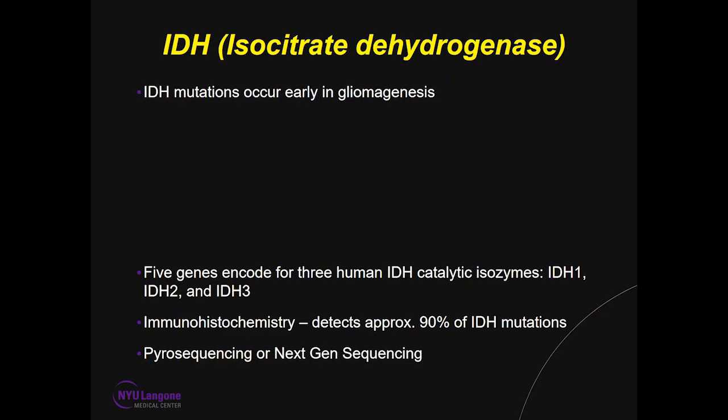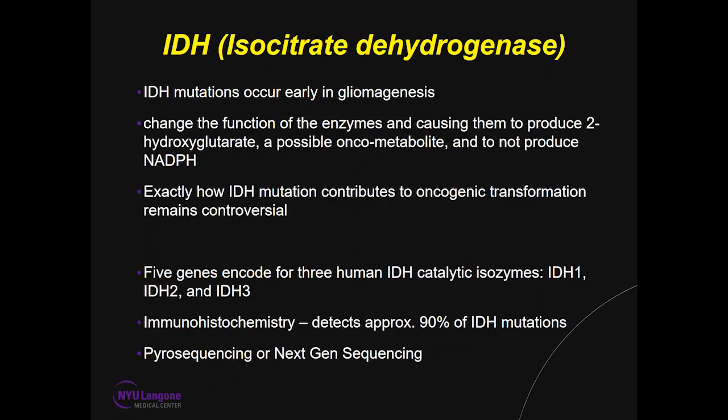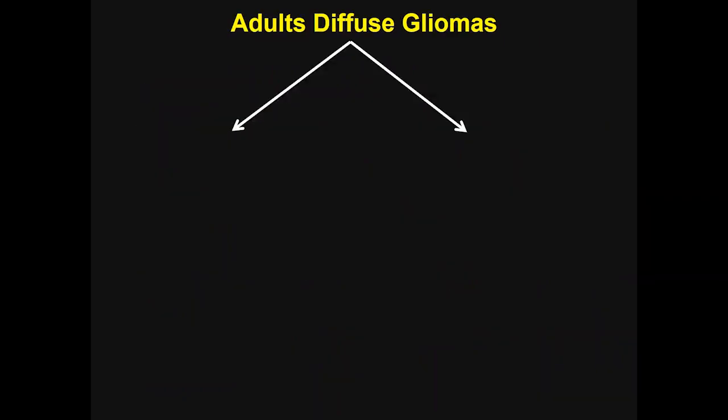a tumor tissue. IDH mutation occurs early in gliomagenesis, changes the function of enzymes and causes them to produce 2-hydroxyglutarate, a possible oncometabolite, and not to produce NADPH, which kind of protects the cells from some of the aggressive features. Exactly how IDH mutation contributes to oncogenic transformation remains controversial.